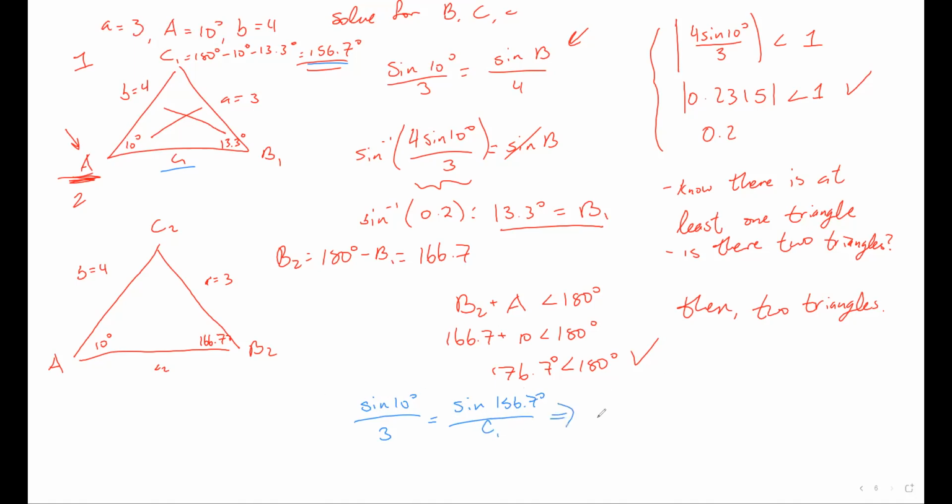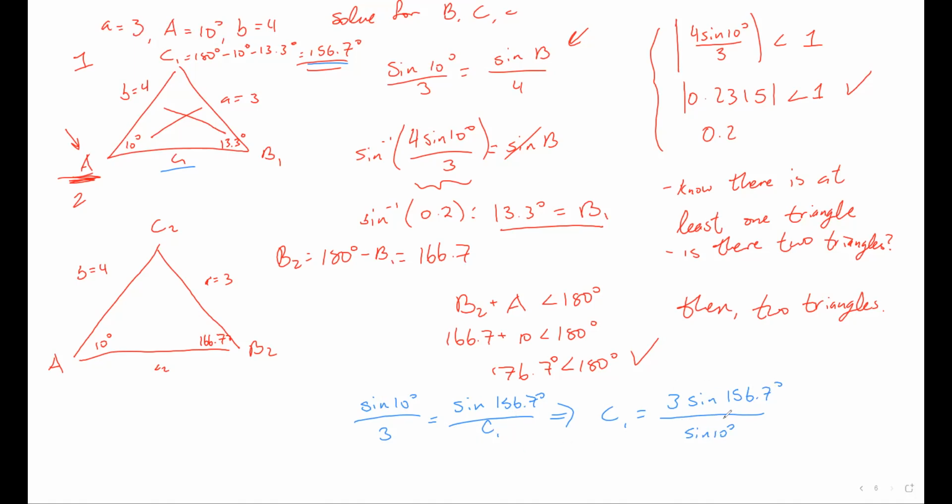So then this provides us C1. I'm just skipping some calculations. So that should give us 3 sine of 156.7 over sine of 10 degrees. Yeah, feel free to double check me. I'm pretty sure that's correct if you just get everything over to the other side.